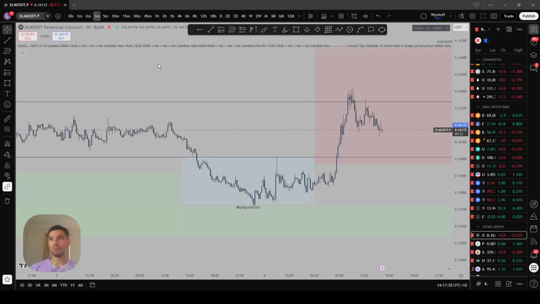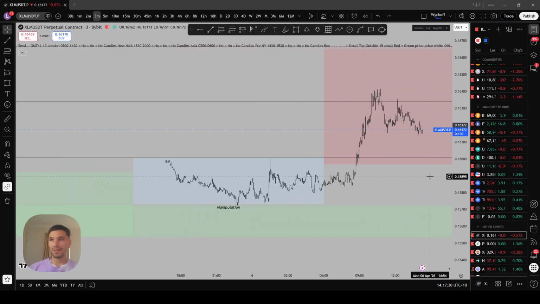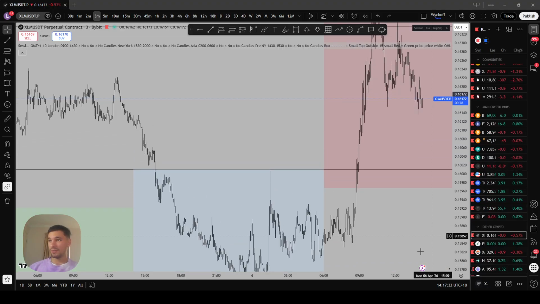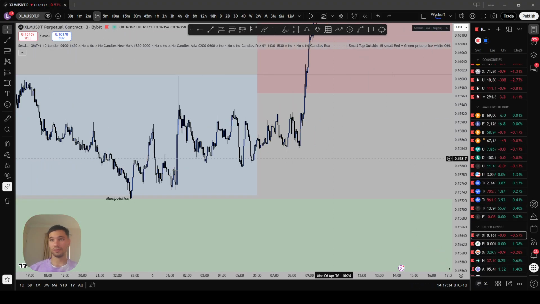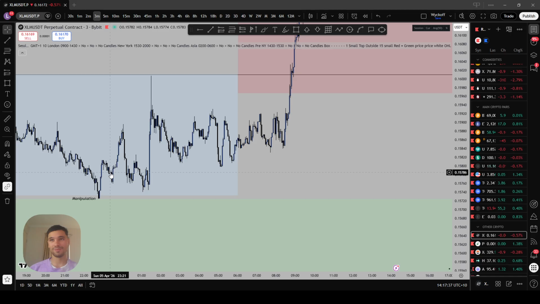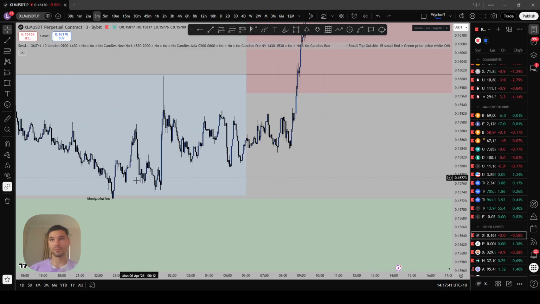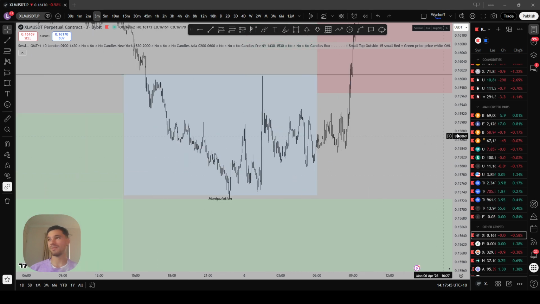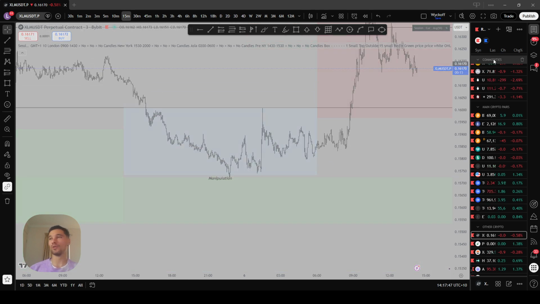Trying to see what happened in this manipulation area. Not much, really. Not much at all. You had a very low time frame distribution in here, but nothing clean that you could have taken an entry from.